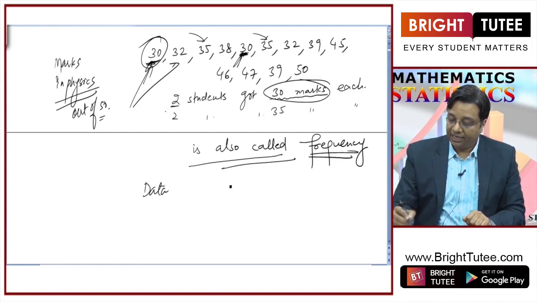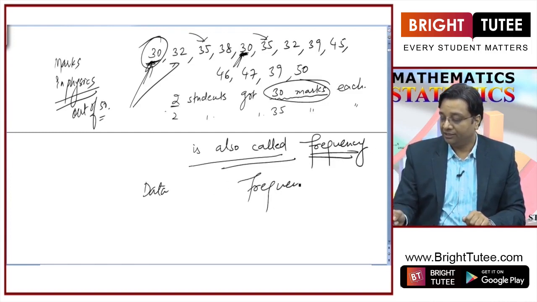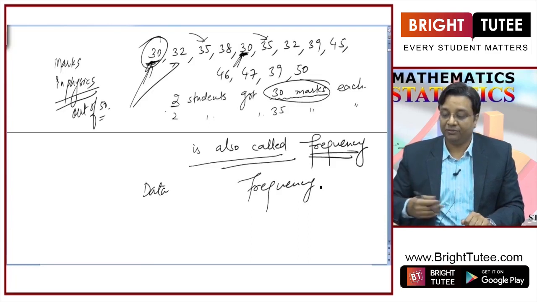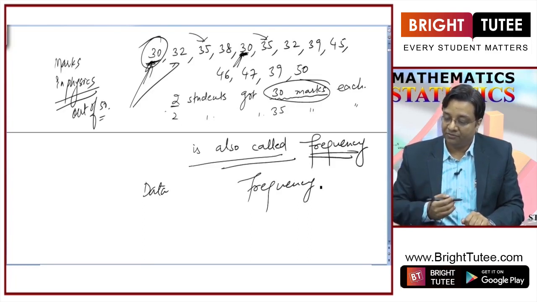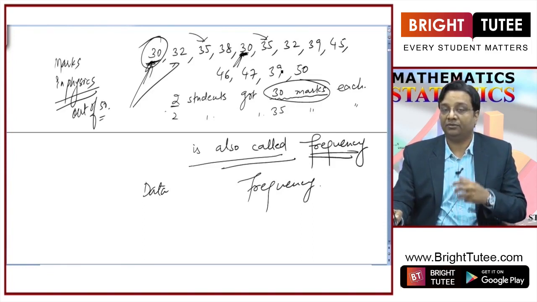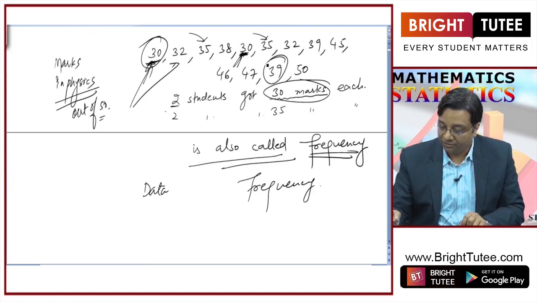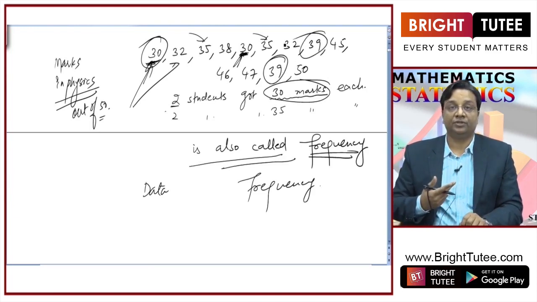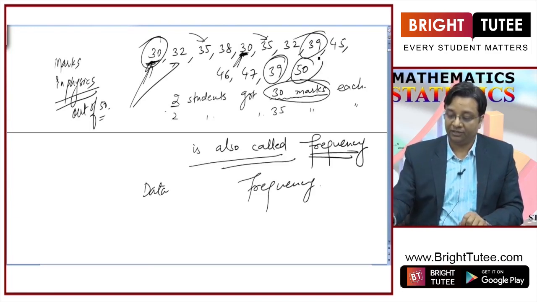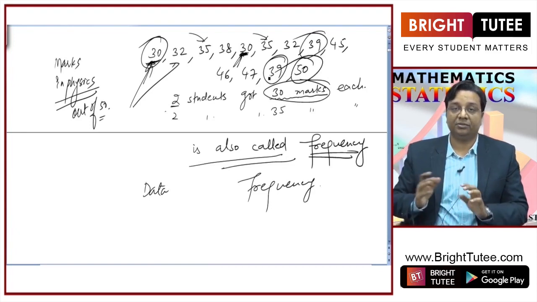Data and frequency of data is clear to you right now, right? So if I ask you another question, what is the frequency of data point 39, or what is the number of students who have got 39 marks? You will say 2. Or the frequency of 50, you will say 1. So this is about frequency.